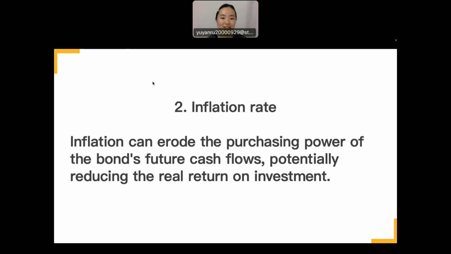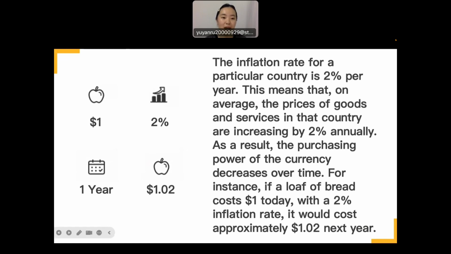And the second thing I need to consider is the inflation rate of the country issuing the bond. As we can see, inflation can erode the purchasing power of the bond's future cash flows, potentially reducing the real return on the investment.